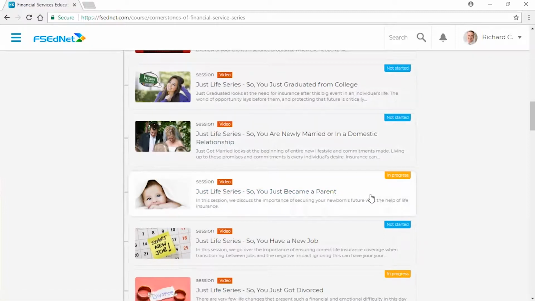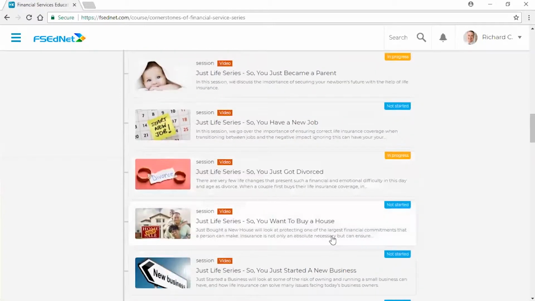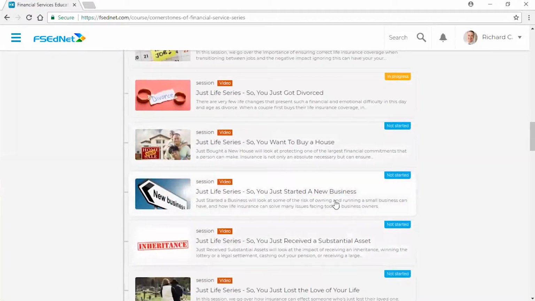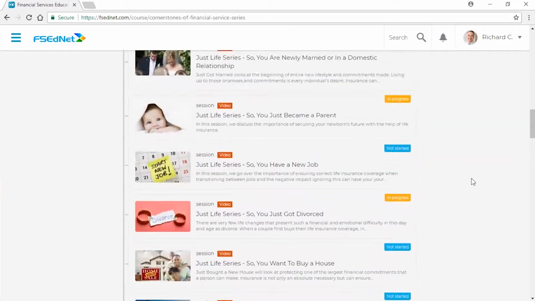We will also look at why those who recently got married, those who recently got a new job, just got divorced, bought a new home, started a new business, received a substantial sum of money, became a widow or widower, or someone close to them just died. Why, after a life event, all these people need life insurance.